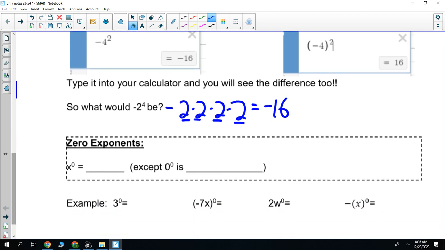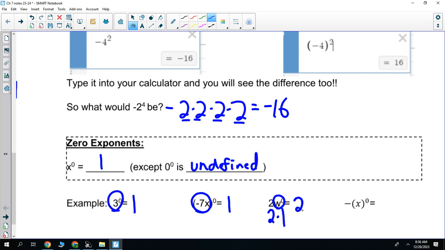So what about zero exponents? Well, anything to the 0 power is 1, except if you try to do 0 to the 0, that is undefined. Okay, so look right here, 3 to the 0 power. Anything to the 0 power is 1. Negative 7x all raised to the 0 power, that is 1. Now what is tricky here, this w is being raised to the 0 power, but the 2 is not. So this becomes 2 times 1, which ends up as 2.